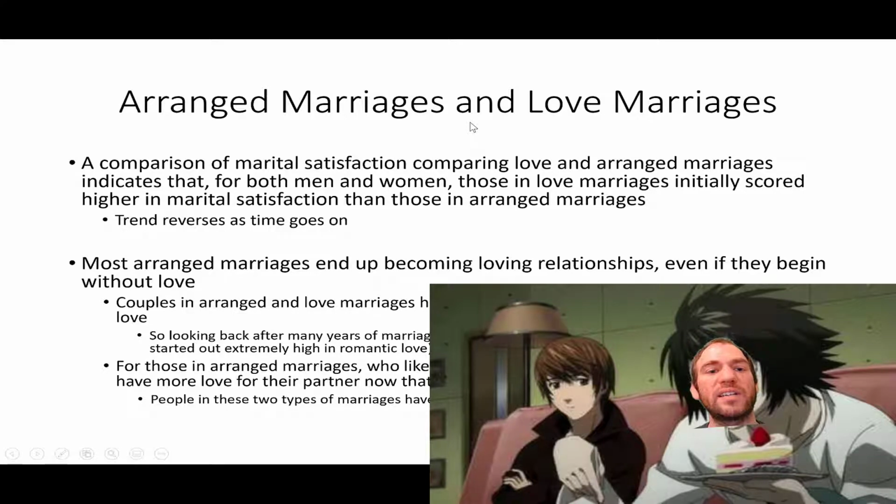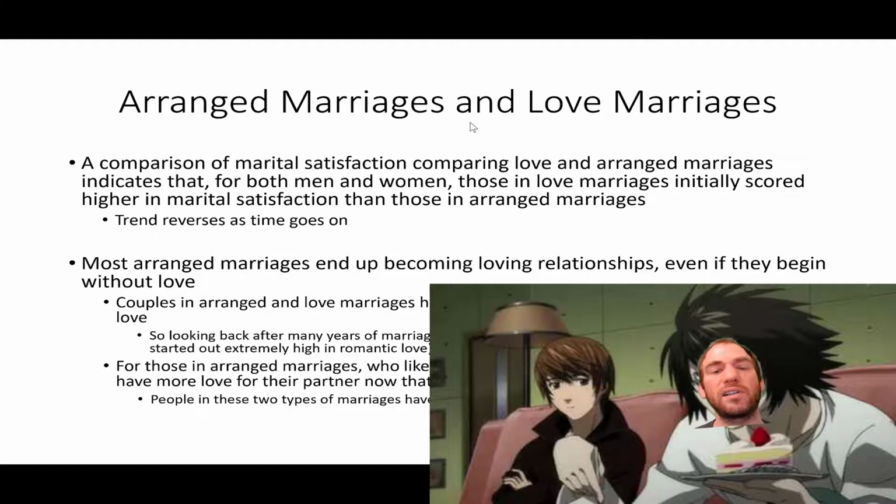A comparison of marital satisfaction in love and arranged marriages indicates that, for both men and women, those in love marriages initially scored higher in marital satisfaction than those in arranged marriages. The trend reverses as time goes on. Most arranged marriages end up becoming loving relationships, even if they begin without love. Couples in arranged and love marriages have different starting points in their levels of mutual love. So looking back after many years of marriage, it might make sense that those in love marriages, which started out extremely high in romantic love, might love less intensely than when they started out. Those in arranged marriages, who likely started out with a lower amount of love, might have more love for their partner now that they have spent time together. People in these two types of marriages have different standards of comparison.